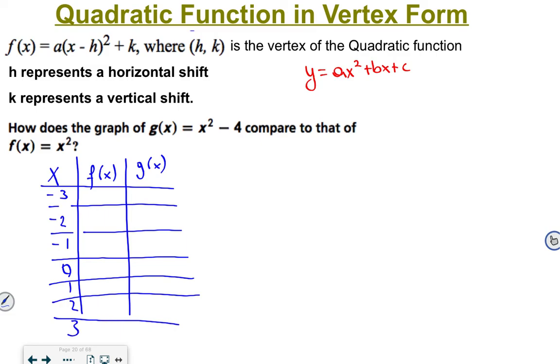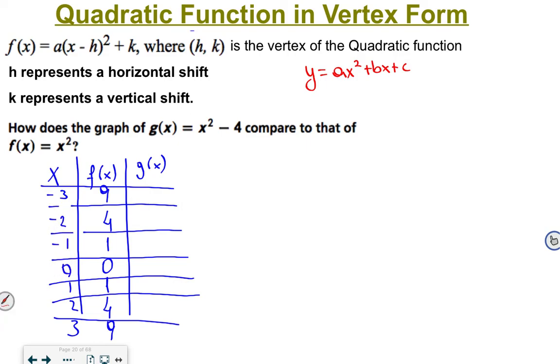If you substitute -3 into the f of x function, you are going to find 9 because -3 squared is 9. What about -2? -2 squared is 4. -1 squared is 1. 0 is 0. 1 is 1. 2 squared is 4. And 3 squared is 9. These are the ordered pairs for f of x.